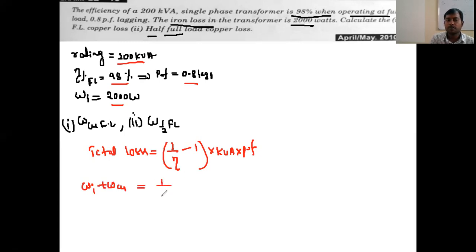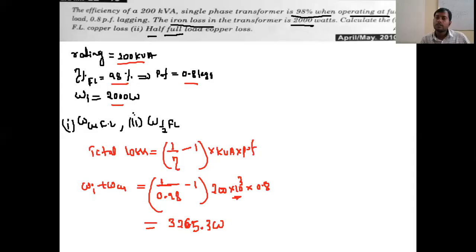So 1 by efficiency is 1 by 0.98. Here we should not take 98 percent, we should convert it into a normal value. Minus 1, into kVA, which is 200 into 10 cube. Otherwise, the losses will be in terms of kVA; if you don't take 10 cube, the total losses will be in terms of kilowatts, into 0.8 power factor. After solving this, we got total losses equal to 3265.63 watts.